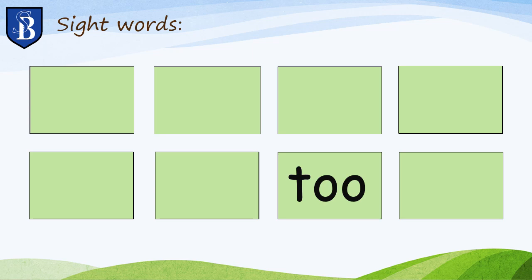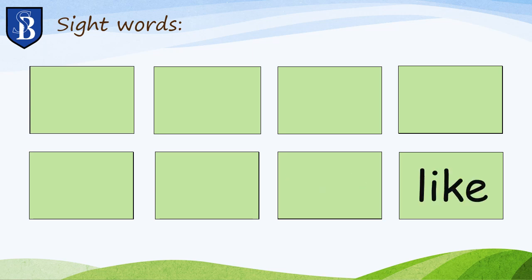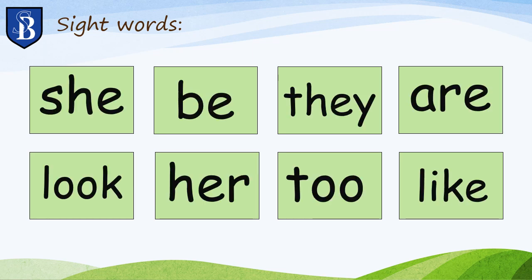To. Look at the 2 O's on the end of the word to. And finally, like. Look at the shape in the word like. How many letters does it have? That's right, it has 4 letters. Well done for looking at those words with me. We looked at she, be, they, are, look, her, to, like.